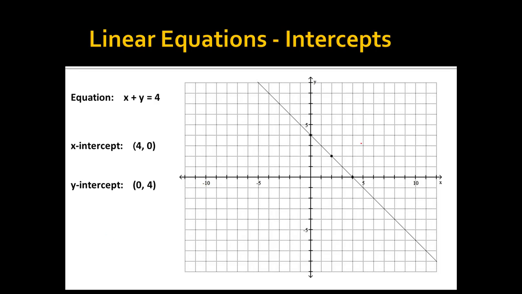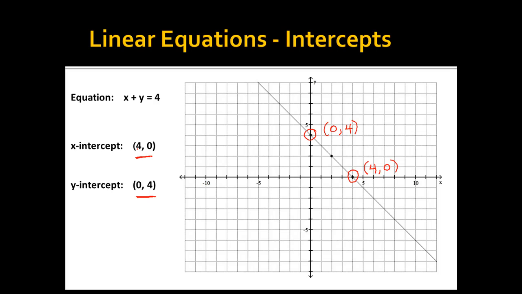This line, we can tell that it crosses the x-axis. It looks like it crosses at 4. There's a point there, so we know it is 4. It crosses the y-axis at 4. The biggest mistake students make is writing the ordered pair incorrectly or identifying the intercept incorrectly. So if it's on the y-axis, it's my y-intercept. It has an x-coordinate of 0, a y-coordinate of 4. And that is my y-intercept. If it's on the x-axis, it's my x-intercept. It has an x-coordinate of 4, a y-coordinate of 0. And that's my x-intercept.